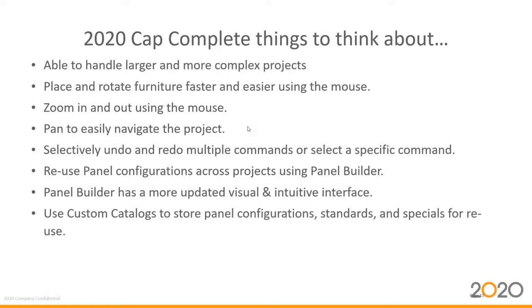You can place and rotate furniture a little faster and easier because you can use the mouse to a greater degree in CAD Complete. On the same lines, you can zoom in and out using the mouse, and CAD Complete has a command that Giza does not have, which is pan. So you can easily navigate a project by picking a point on the project and dragging your page to see the rest of it. You can selectively undo and redo multiple commands or a specific command.